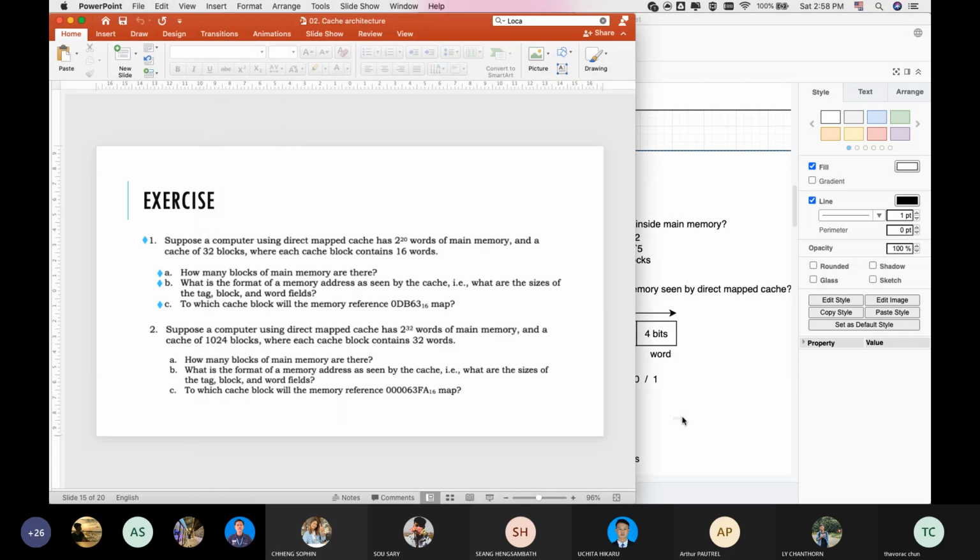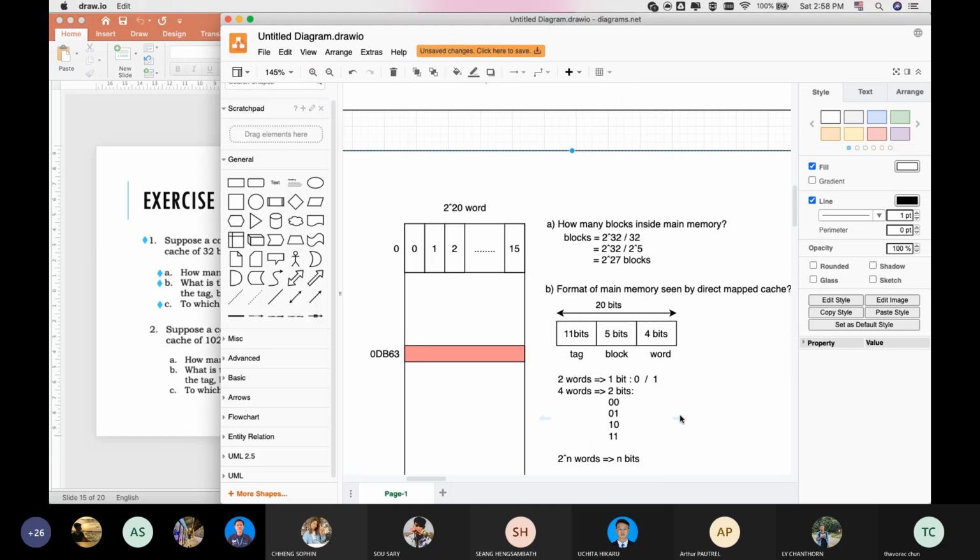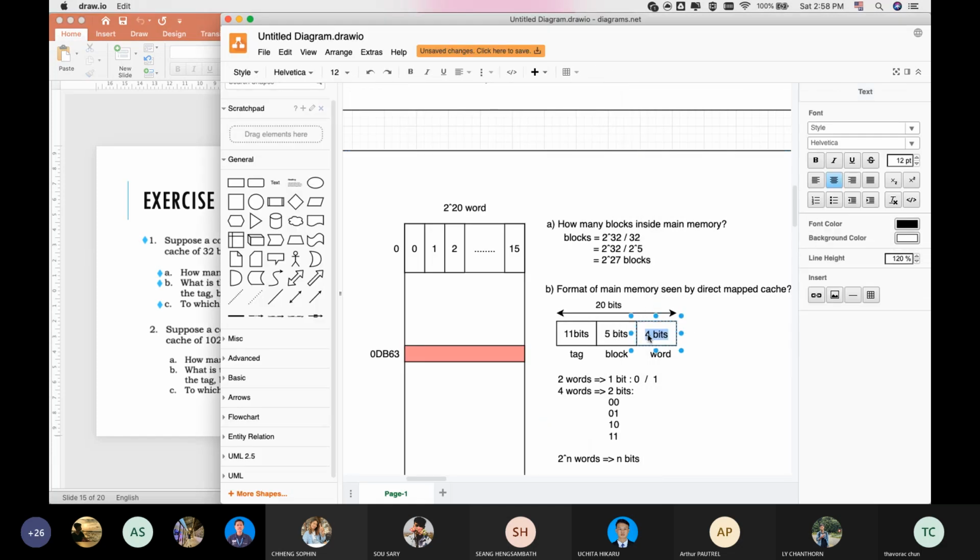Any volunteer? Teacher, for word it has 5 bit, and block 10 bit, and tag 15 bit, teacher. Yeah, again, what? 5 for word, 5, and block 10, teacher. And tag 17. 17. Okay, so thank you.